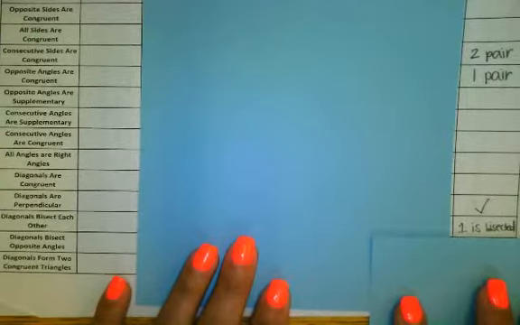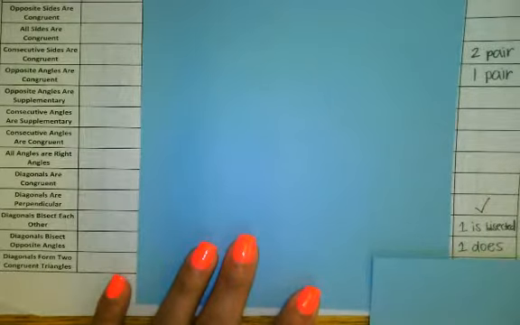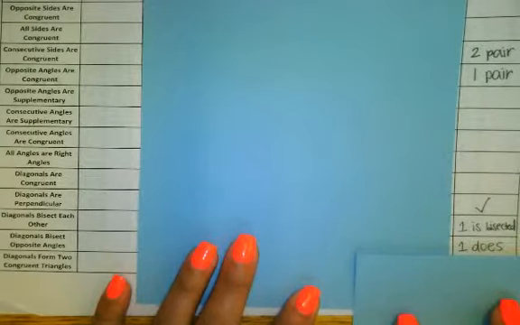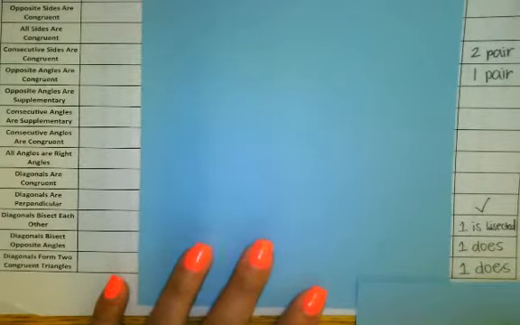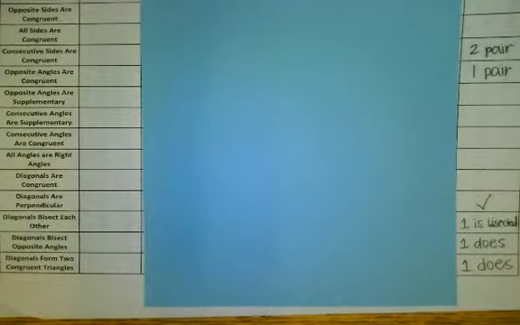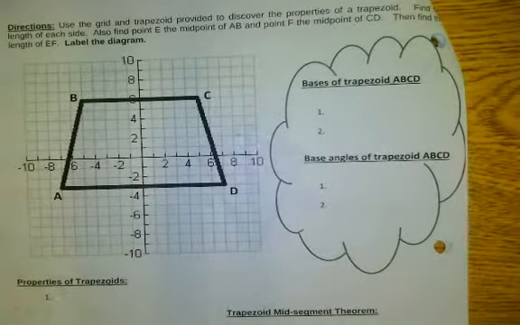Diagonals bisect opposite angles? One does. And diagonals form two congruent triangles? One does. Your vertical diagonal creates two congruent triangles. Okay, so those are your properties of a kite. Okay, when you turn the page, we have trapezoids.